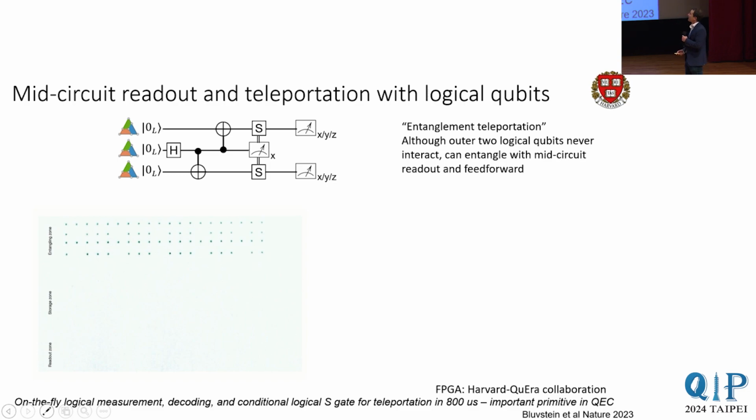Another aspect is that of doing this mid-circuit readout and feed forward. Here, this test experiment that we do is we make a 3-qubit GHZ state, we measure the middle qubit, and we do a kind of entanglement teleportation where we get the 2 outer qubits to be entangled by doing a classically conditioned feed forward S-gate. So this is what this looks like.